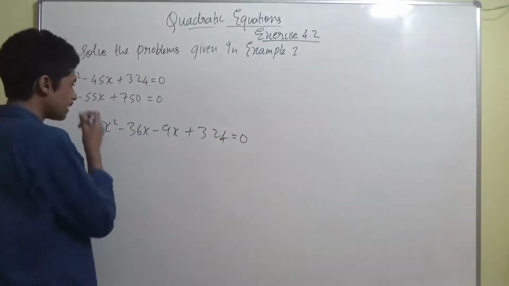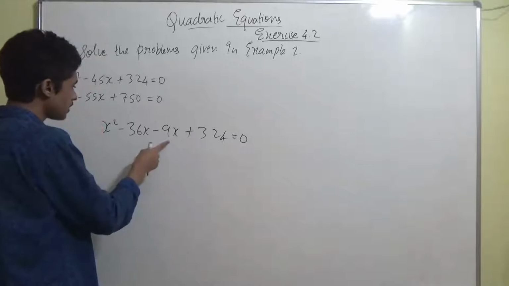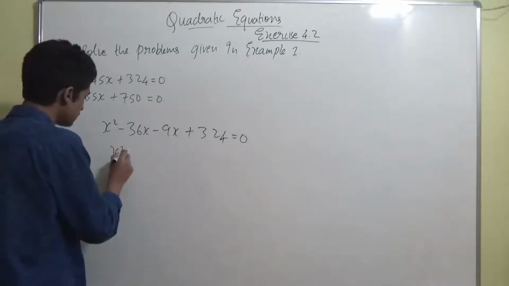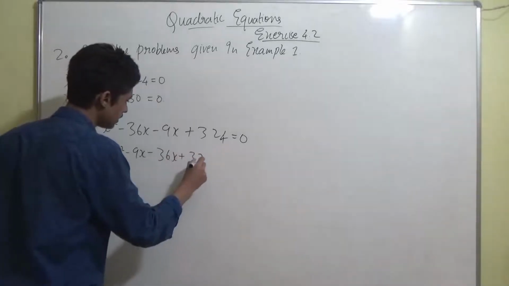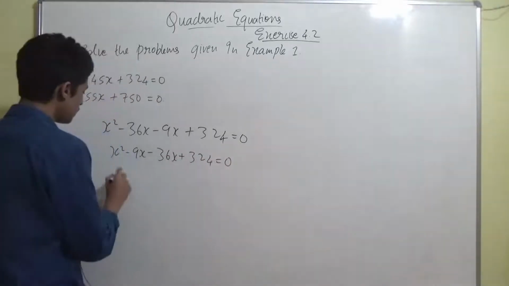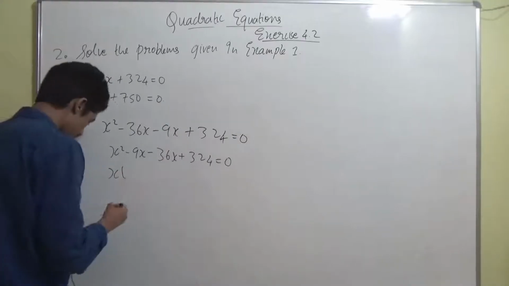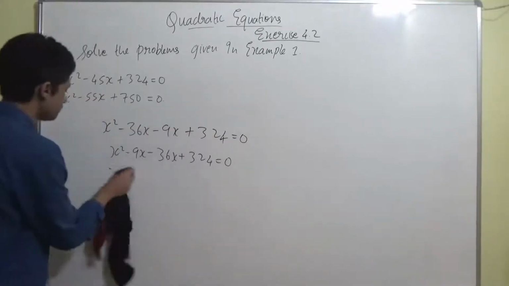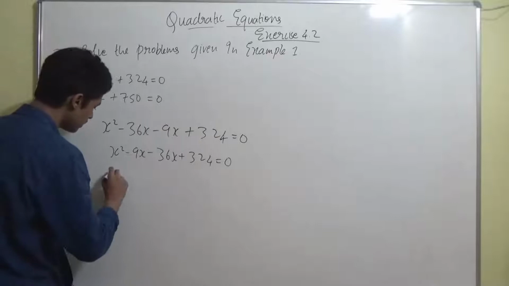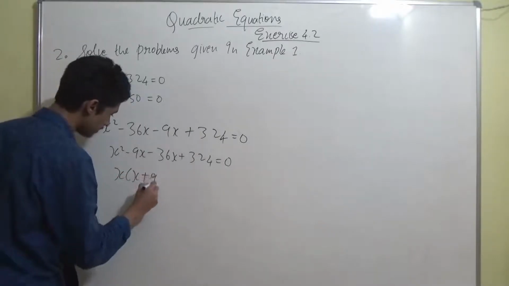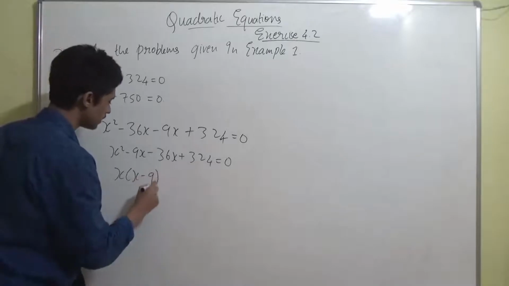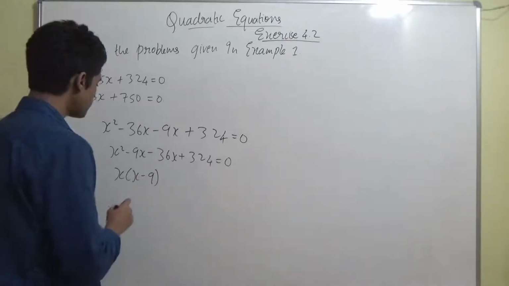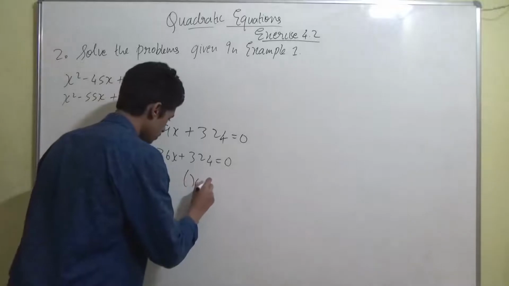Now we'll start combining them. Or else I'll do one thing, I'll rearrange it, guys. I'll write it like this: minus 9x minus 36x plus 324 equal to 0. Now I'll take x in common. It will become x into x plus 9. No, it's x minus 9. Sorry, guys. Now we have to write the same x minus 9 here as well.